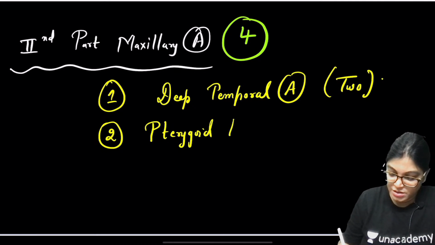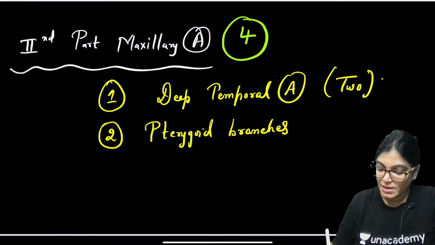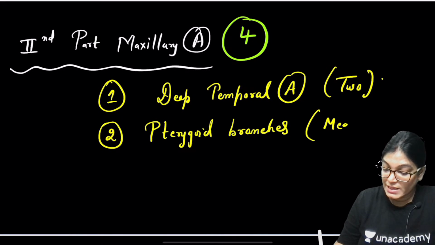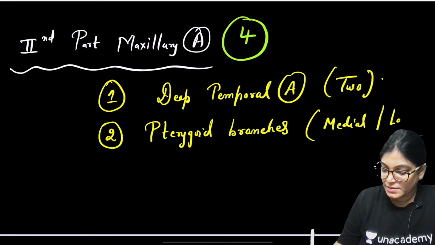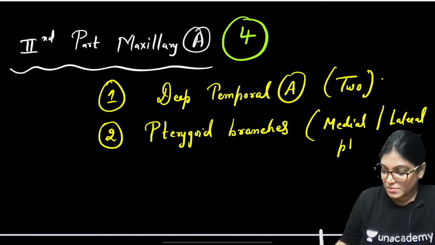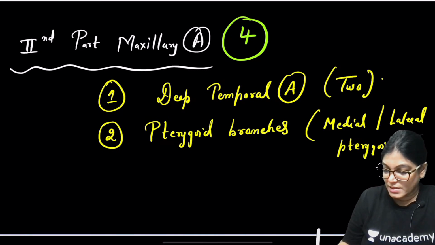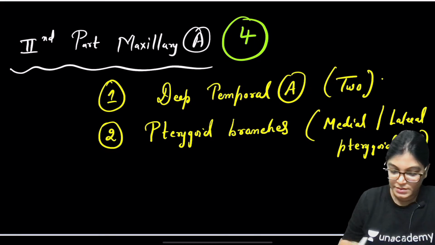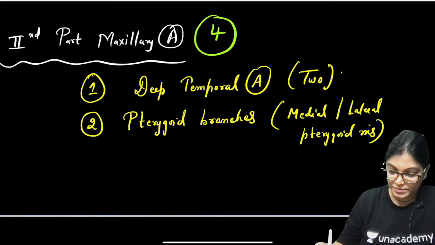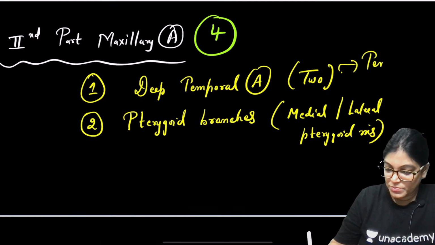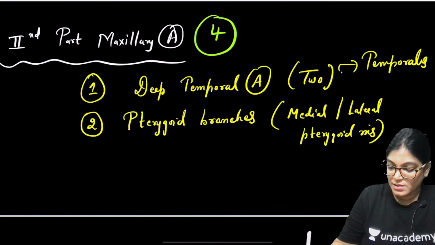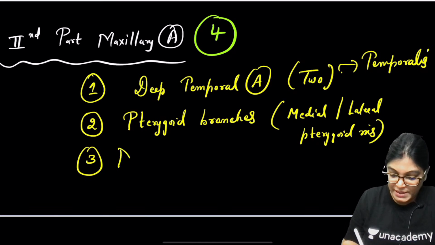pterygoid branches. When we are talking about pterygoid branches, it is giving blood supply to the medial and the lateral pterygoid muscles. Medial and lateral pterygoid muscles. Deep temporals are supplying temporalis muscle. So other than that, also the masseteric branches.